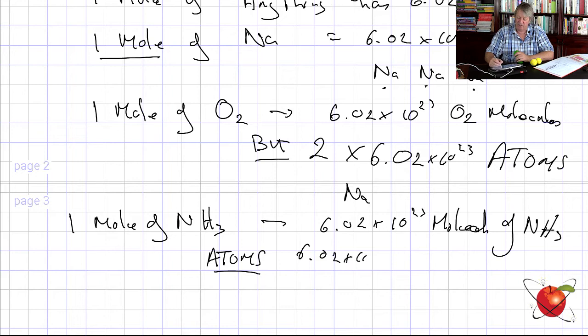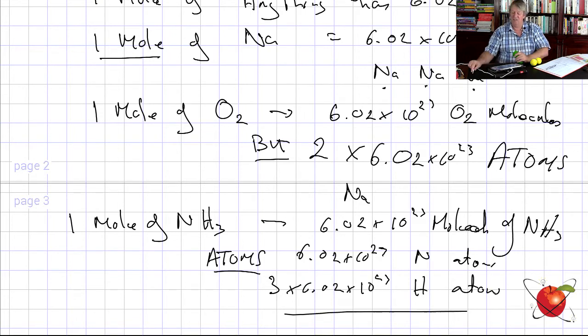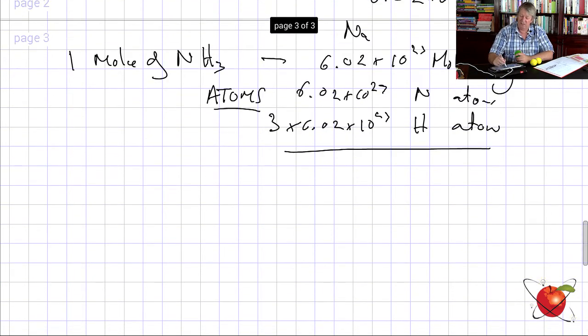6.02 times 10 to the 23 N atoms, nitrogens, and 3 times 6.02 times 10 to the 23 H atoms, right? Because we have to split it up, okay? Let's look at one more, all right?